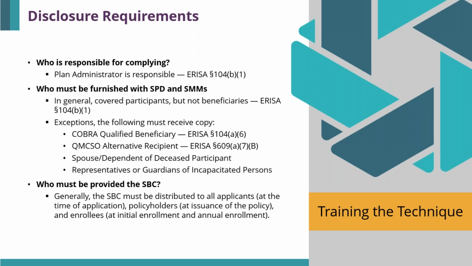Who is responsible for complying? Whoever is designated as the plan administrator. It can be the employer, it can be the head of HR, it can be a named individual. But they are responsible for making sure that participants are furnished a copy of the SPD and SMM. So in general, covered participants, not beneficiaries, have to get it. But there are exceptions. A COBRA qualified beneficiary has to get a copy of the SPD. A qualified medical child support order alternative recipient must get it. Also the spouse or dependent of a deceased participant, and representatives and guardians of incapacitated persons. For the SBC, it generally must be distributed to all applicants, policyholders, and enrollees of your benefits.